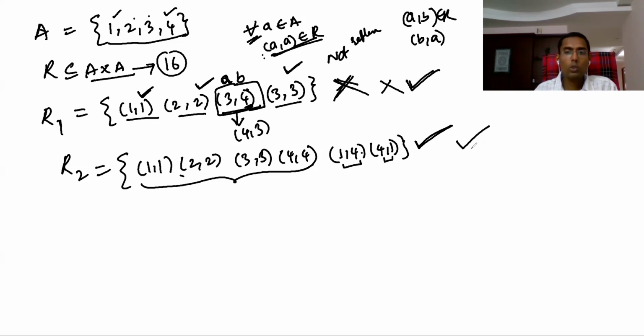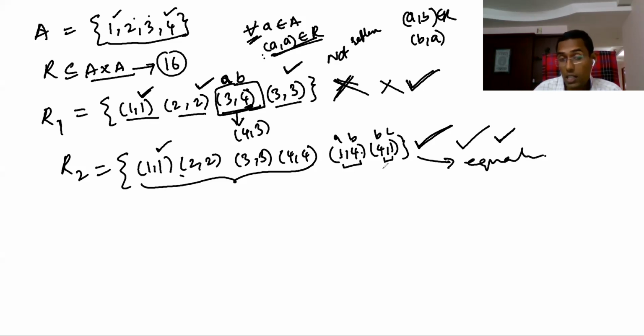Transitive or not, how do you check? (1,4) is there, (a,b) is there, (b,c) is there, what should be there? (a,c) should be there. (a,c) is (1,1), that is there here. So it's transitive also. Therefore this is an equivalence relation.